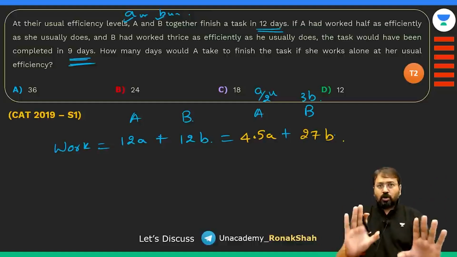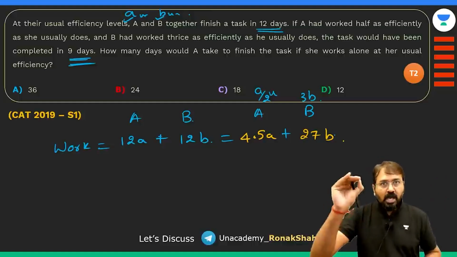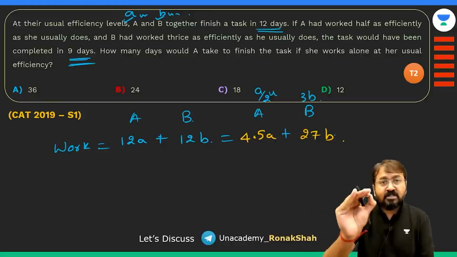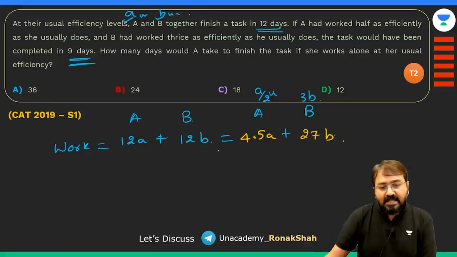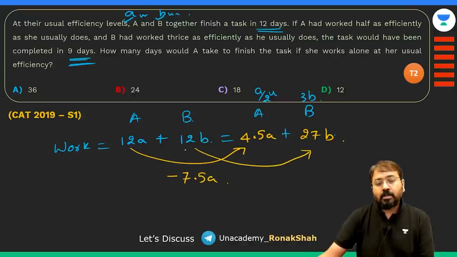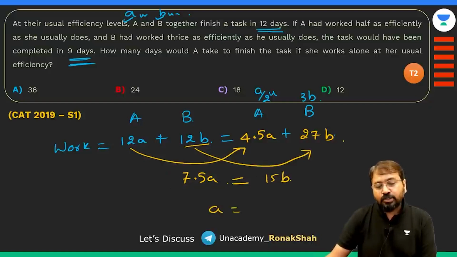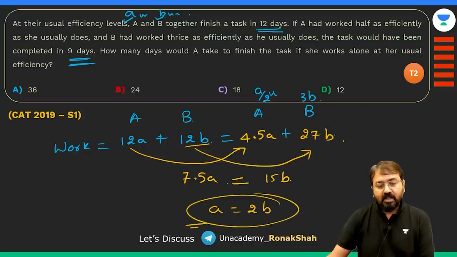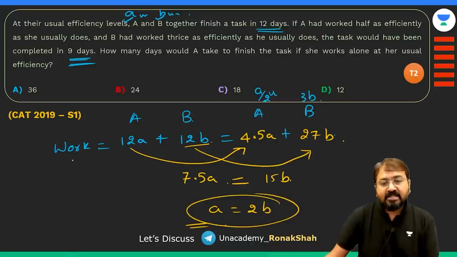Okay, so I'm sure all of you have understood up till now. Now, how are we going to solve this question? That's very important because this is a unique approach that I'm teaching you. Guys, can I say both these works are the same? So can I say when 12a becomes 4.5a, that means when it is reduced by 7.5a, we need to increase this 12b to 27b, so it is increasing by 15b. So can I say the 7.5a should be equal to 15b, or you can say a should be twice as efficient as b. Have you all understood this? A should be twice as efficient as b.